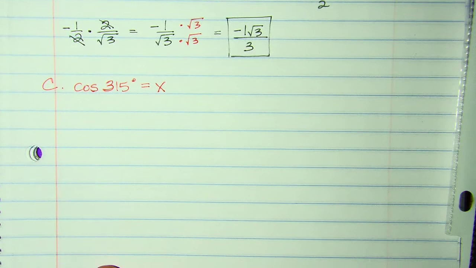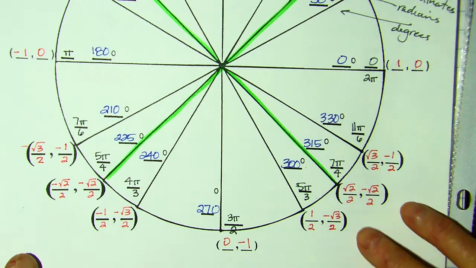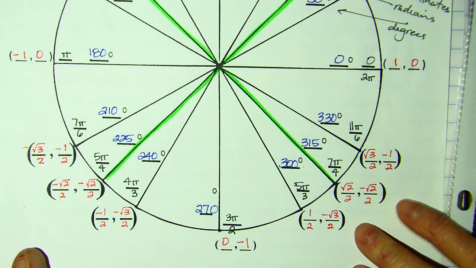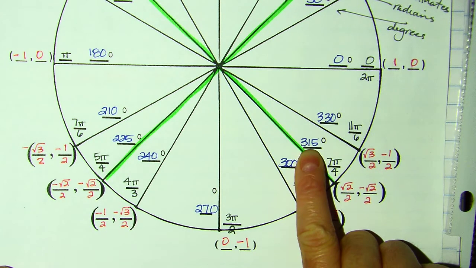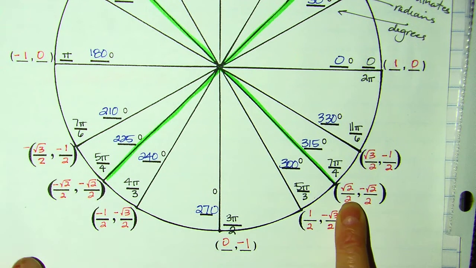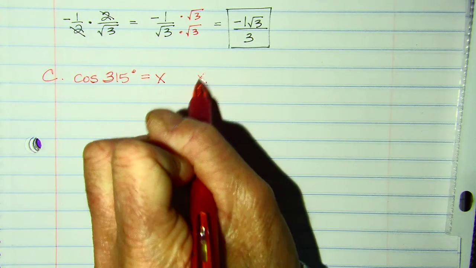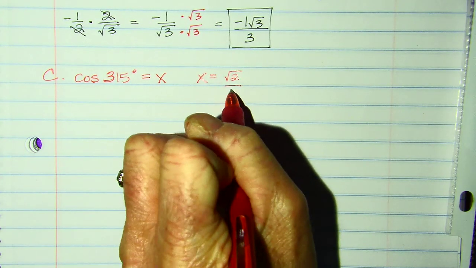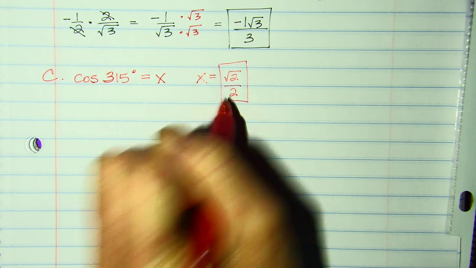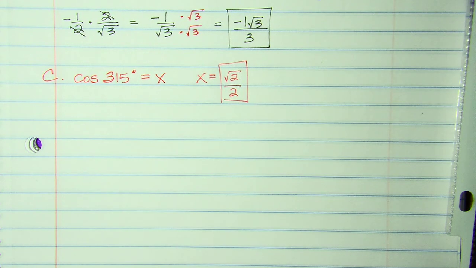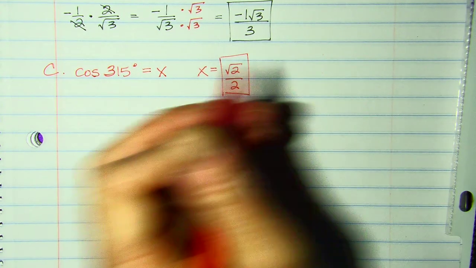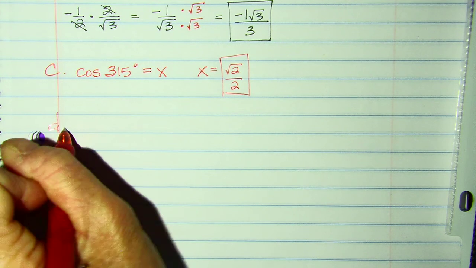All right, so for 315, I'm going to find that on my unit circle. Here it is. Here's 315. I'm looking at the x value. So I see that x equals root 2 over 2. So that is the answer. Just simply finding the x value. All right, let's try part D.